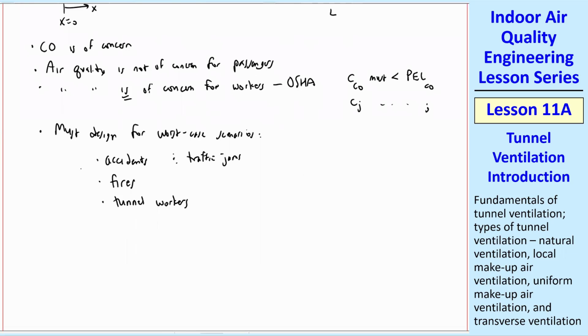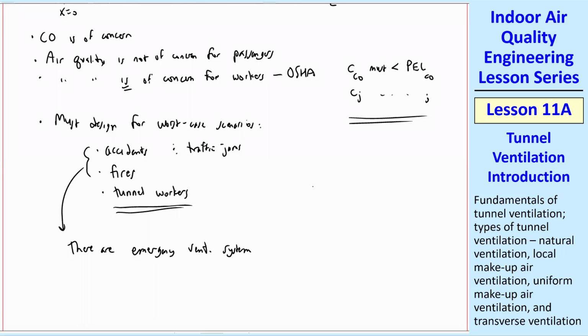So I want to address these here just briefly because we're going to mostly talk about checking if the levels are less than the PEL for normal operation. But I just want to mention that there are emergency ventilation systems that kick into effect for accidents and fires. But we will examine in detail the day-to-day operation and the kind of ventilation systems that we use for that.